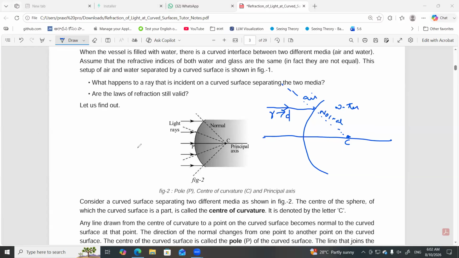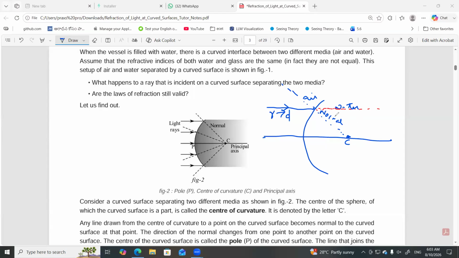Just now we have learned that a light ray entering from rarer to denser medium bends towards the normal. Imagine if the curved surface is not there, this light ray would have gone straight. As the curved surface is there, and the light ray is entering from rarer medium to denser medium, it bends towards the normal.